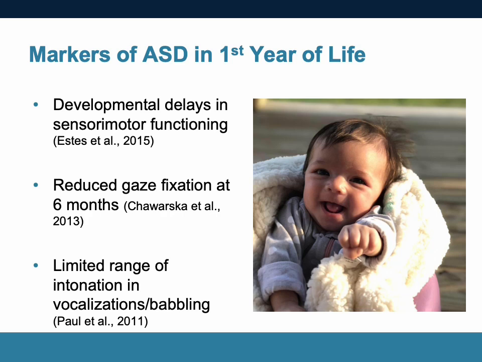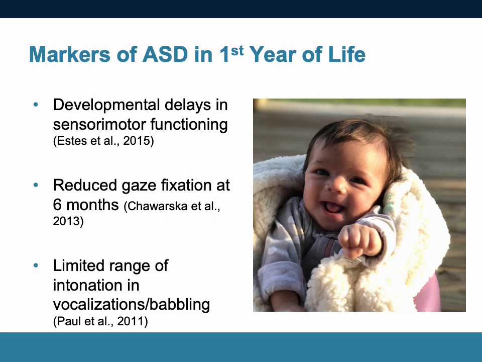So what we know is that early on, you see developmental delays in sensory motor functioning. So you could see reflexes being held on too long, for example. We see a reduced gaze fixation at 6 months. In other words, it's very difficult for boys in particular at young ages to maintain their attention to faces, whereas, as we'll talk about in a few minutes, infant girls may actually look at faces too long and have a hard time shifting away, which could be relevant clinically years later.